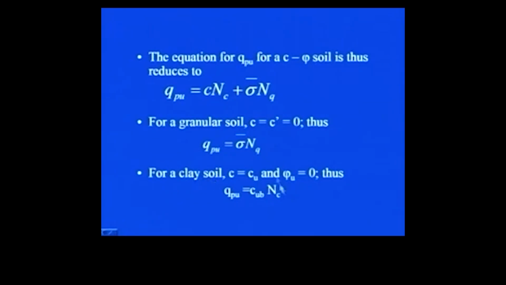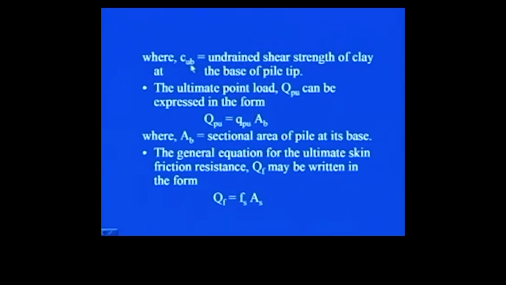In undrained condition, your angle of internal friction will become 0 and c will work out to be undrained cohesion. So, this second term will go, because this Nq value depends on the value of phi, and when it is 0 this will become 0. So, QPU will simply be equal to c Nc, and c is equal to cu. So, this will be cub, b stands for base, that is at the base of the pile, at the tip of the pile. So, cub into Nc, Nc is the bearing capacity factor, cub is the undrained cohesion at the base of pile or at the tip of the pile. You see here, cub is the undrained shear strength of clay at the base of the pile tip. Then the ultimate point load, that is QPU.